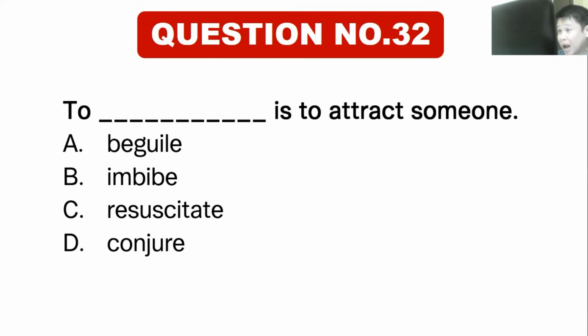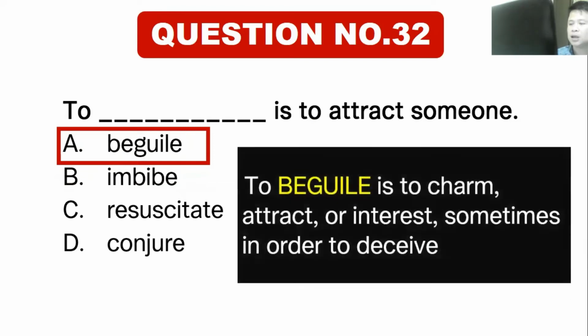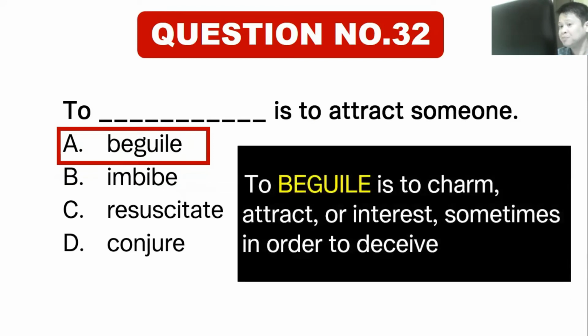A, to beguile. B, to imbibe. C, to resuscitate. D, to conjure. The correct answer is beguile. To beguile is to attract someone. To beguile is to charm, attract, or interest, sometimes in order to deceive.